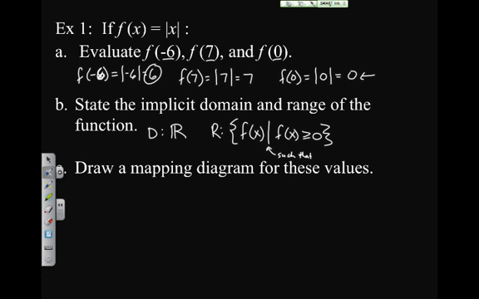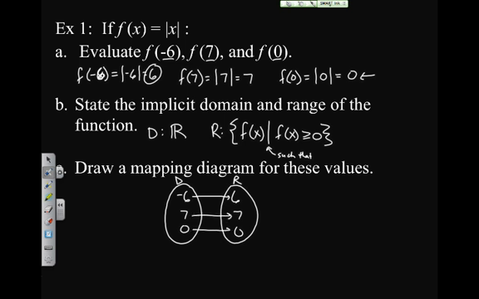Then finally, drawing a mapping diagram for these values. We were given, and I'm just going to draw kind of a circle here, 3 values in the domain, negative 6, 7, and 0. And we're going to map them to the range, and I'm going to go ahead and label this. And our answers were 6, 7, and 0. So negative 6 got sent to 6, 7 got sent to 7, 0 got sent to 0, and that's how difficult a mapping diagram is. It's not very difficult. You just have to write down your values in the domain and then put arrows to what they get sent to in the range.